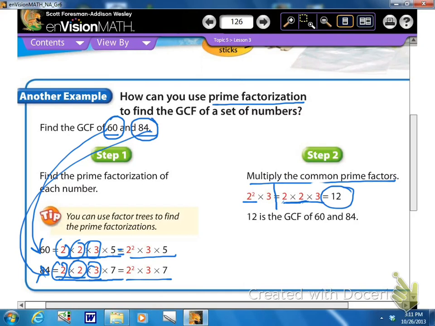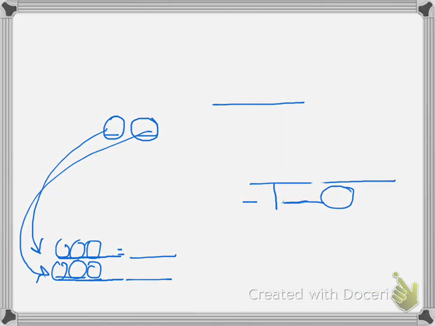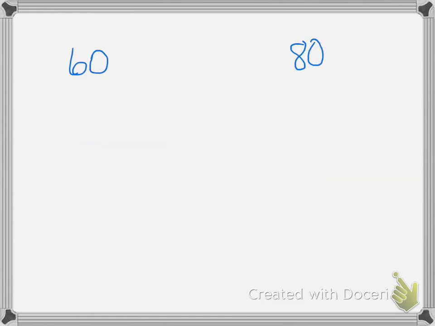I want to show you that again, doing my factor tree. Hold on just a sec. Okay, so let's do this again. 60 and 84 were the numbers in this example. So what you would do first is actually make your tree.